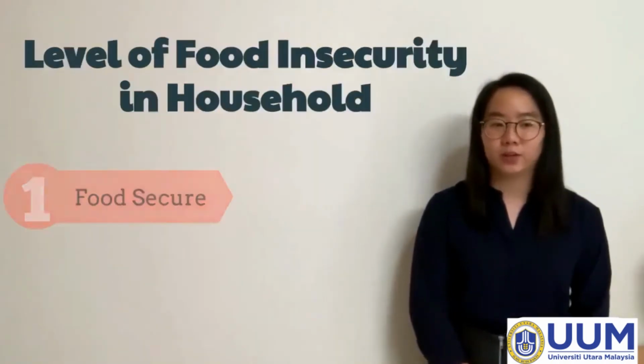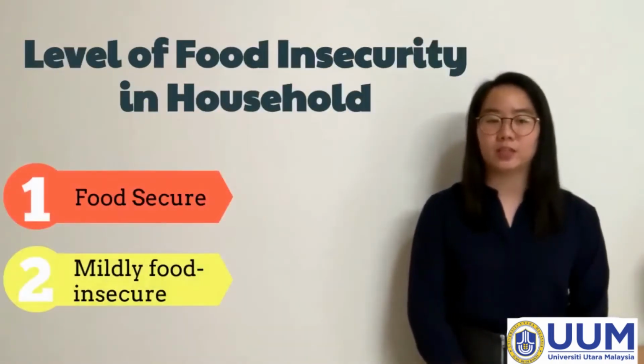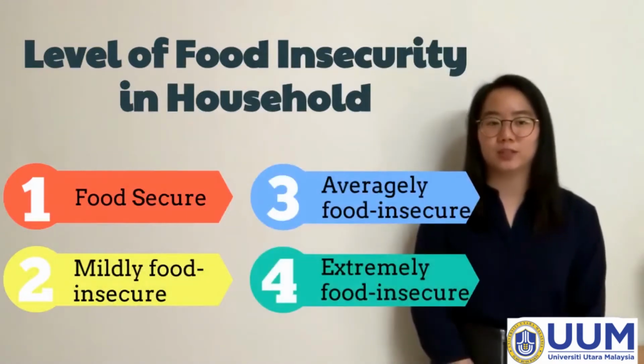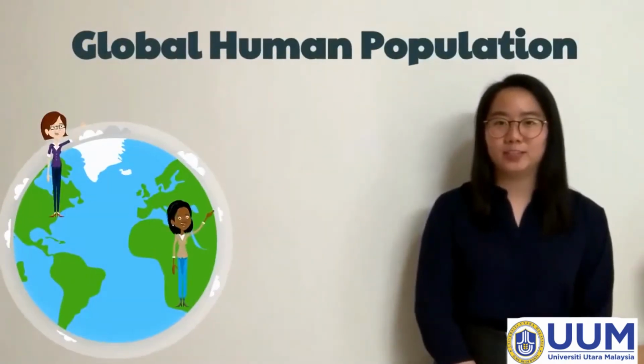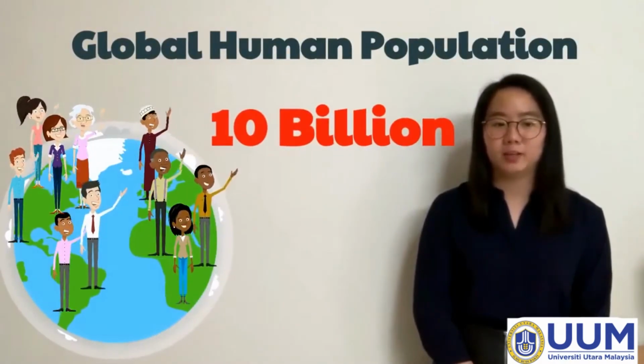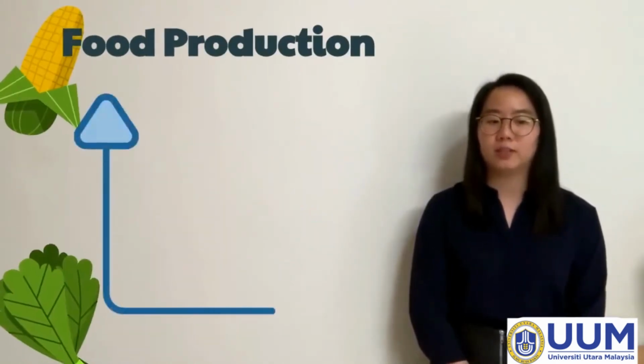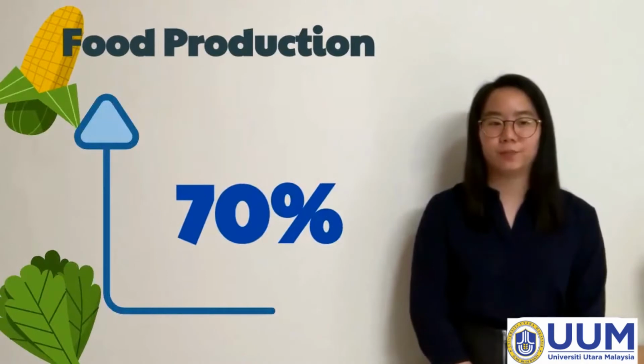Firstly, food secure. Next, mildly food insecure. Next, moderately food insecure. And lastly, severely food insecure. As we all know, the global human population will reach nearly 10 billion people by the year 2050. So the FAO expects that food production will have to increase by 70% over the same time frame.